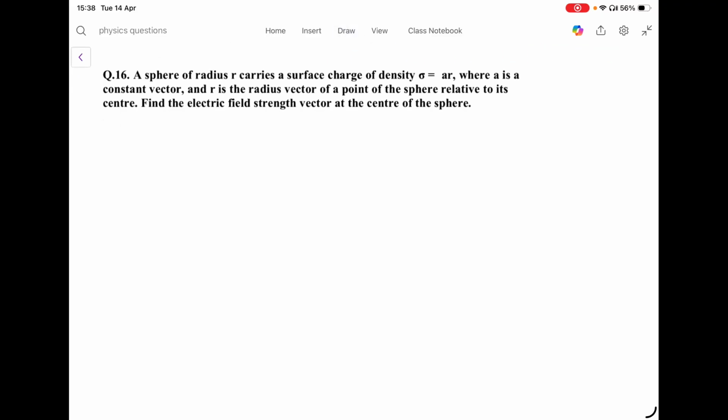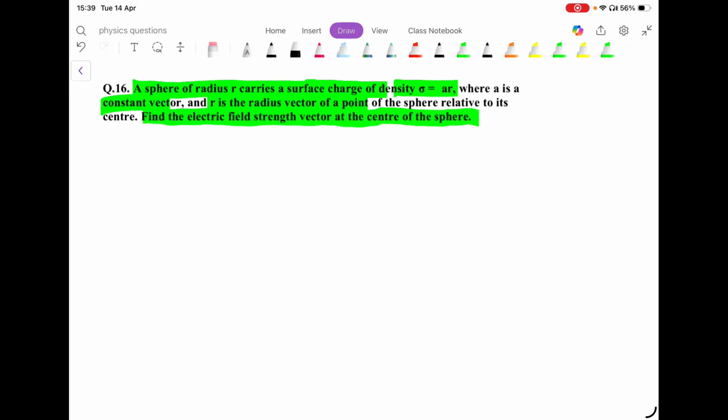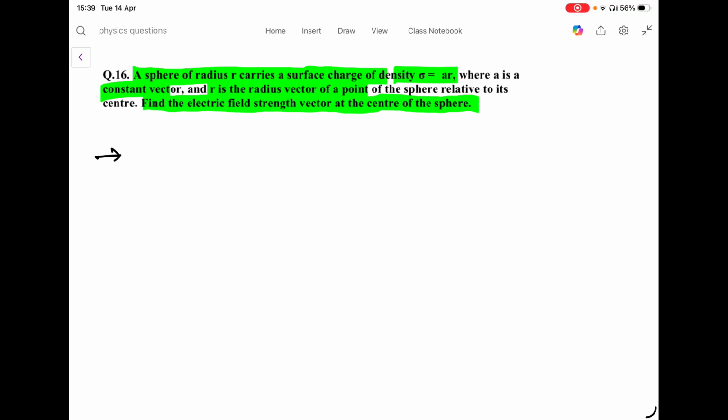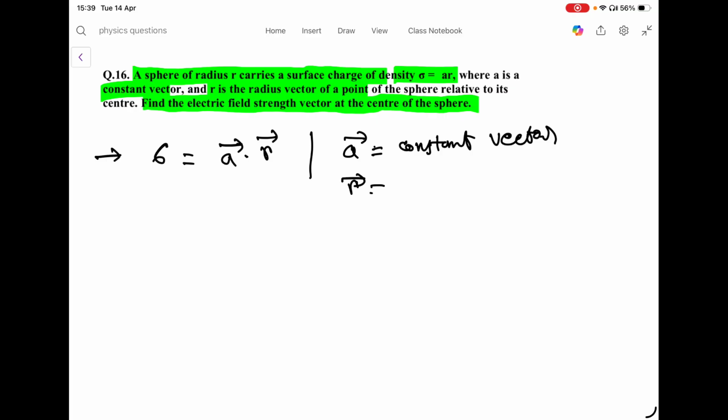Now what this question is saying: a sphere of radius r carries surface charge of density sigma equal to a dot r, where a is a constant vector and r is the radius vector of a point of the sphere relative to its center. Find the electric field strength vector at the center of the sphere. Okay, so what are the given data for us? Sigma equal to A vector into R vector, right? And what is A vector here? A vector is a constant vector. And what is R? R is the position vector.